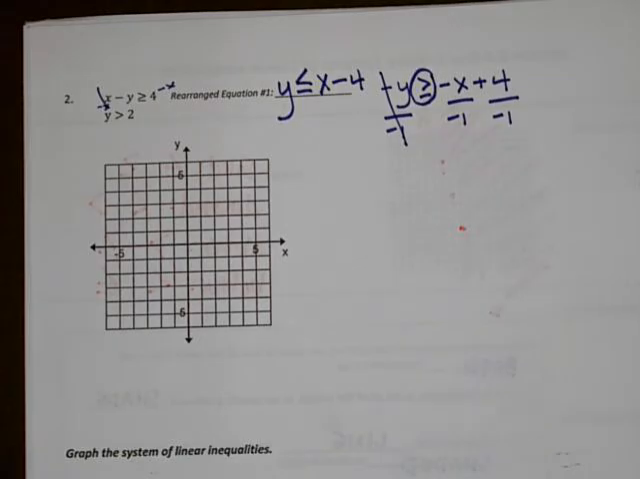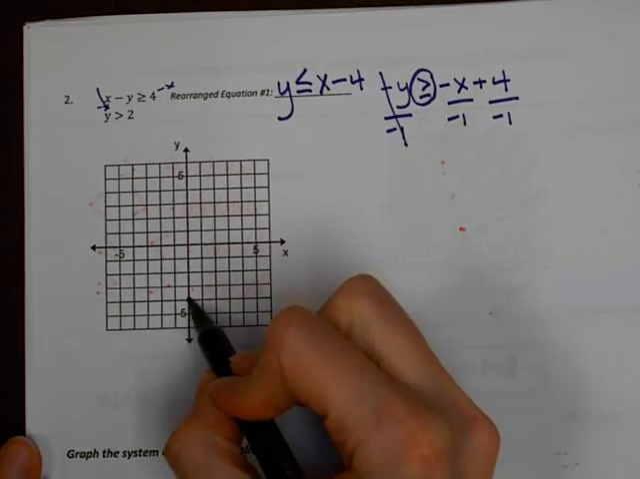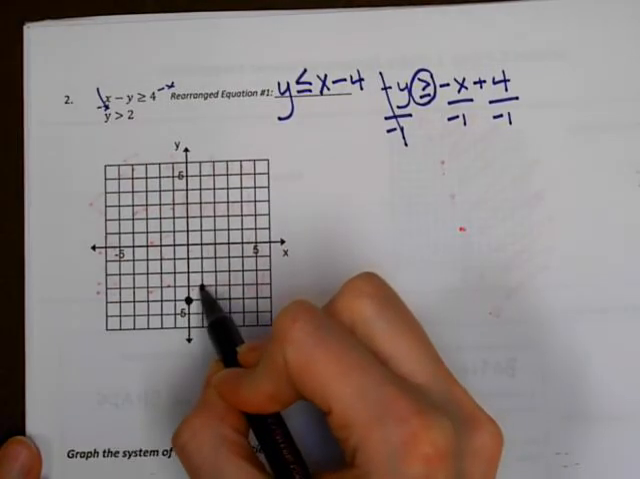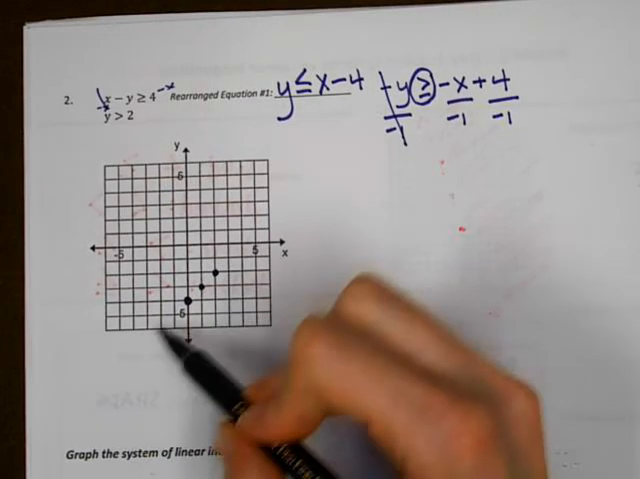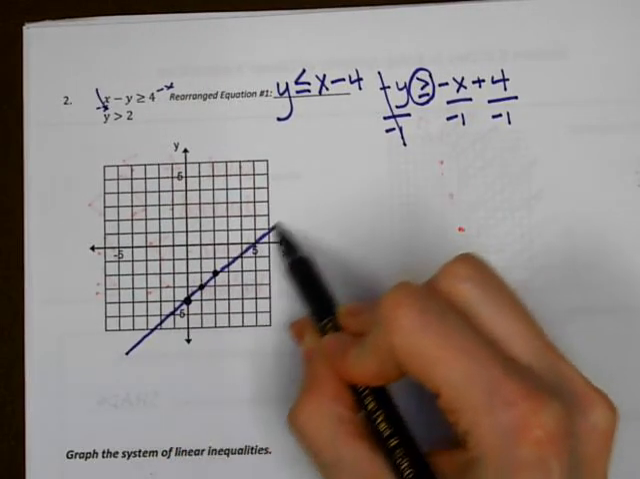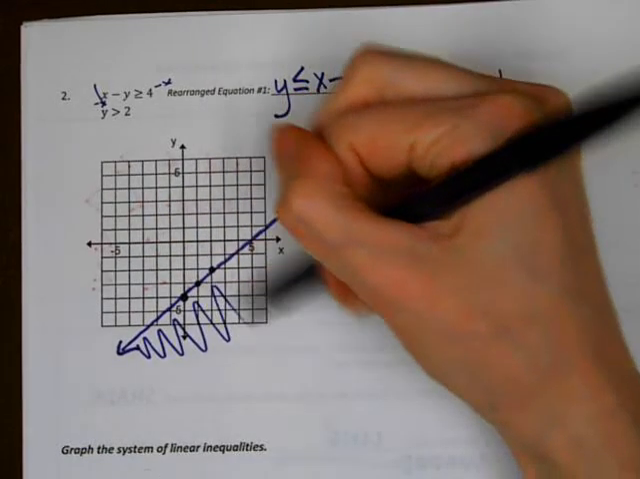Okay, let's graph those lines. So this one, we have a y-intercept at -4. Slope is up 1, right 1, up 1, right 1. And that's going to be a solid line. And less than means shading below.